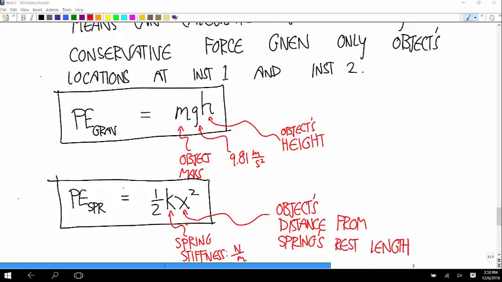Yes. It's just the difference, exactly. It's how far you've stretched it or how far you've moved it in one direction or the other.